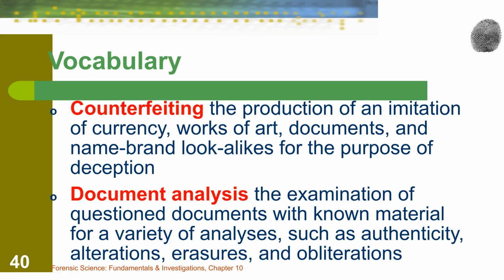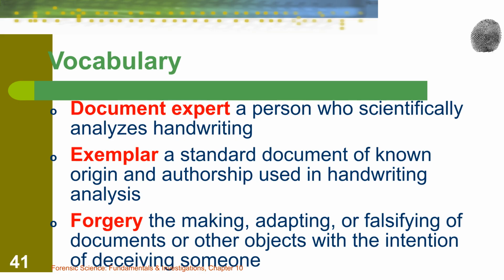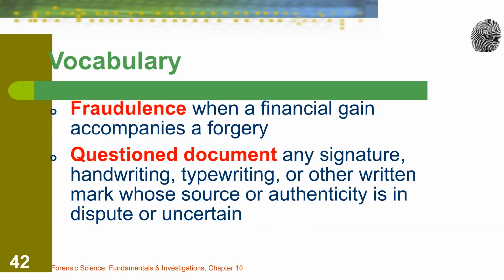Let's review some key vocabulary. Counterfeiting is the production of an imitation for the purpose of deception. Document analysis is the examination of questioned documents with known material for authenticity and alterations. A document expert is a person who scientifically analyzes handwriting. An exemplar is a standard document of known origin. Forgery is the act of falsifying documents or objects to deceive someone. Fraudulence occurs when a financial gain accompanies a forgery. A questioned document is any writing or mark whose source or authenticity is in dispute or uncertain.